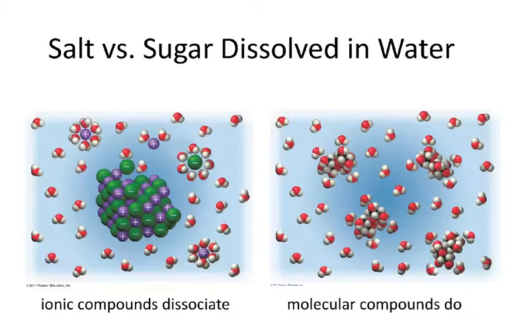So if we look at salt versus sugar dissolved in water, ionic compounds dissociate into the positive cations and negative anions. Molecular compounds don't break up into some sort of carbon plus hydrogen things. They don't dissociate at all. They dissolve as full molecules.